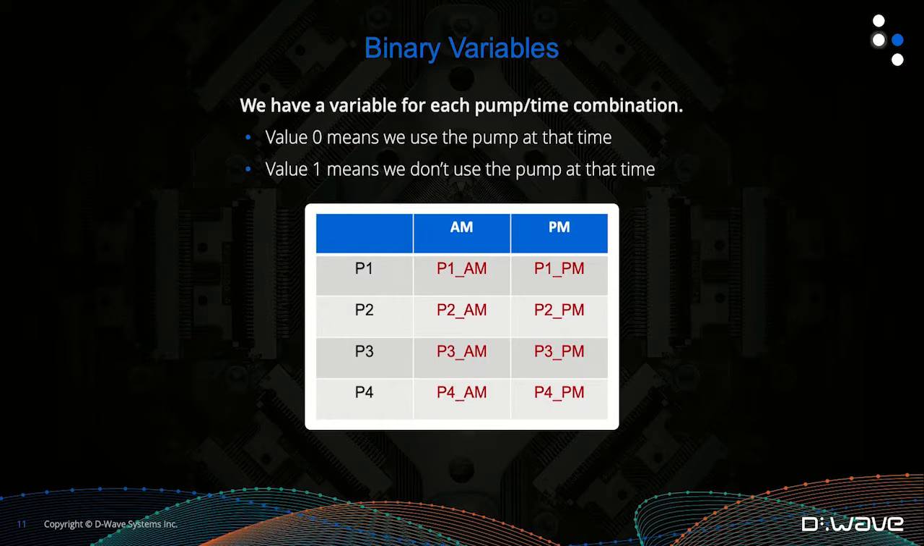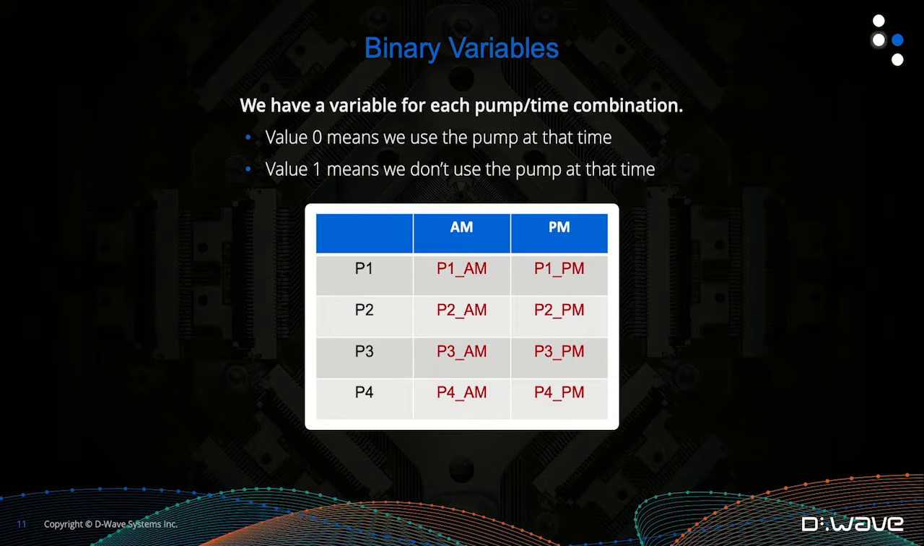So we have P1 in the morning, P1 in the afternoon, P2 in the morning, P2 in the afternoon, and so on. And what these binary variables will be are indicators for whether or not we should use the pump at that given time. So if a value of 0 is returned, sorry, I just noticed these are backwards. A value of 0 means that we will not use the pump at the given time, and a value of 1 means that we will use the pump at that time. So just flip those around from what you see on the slide.